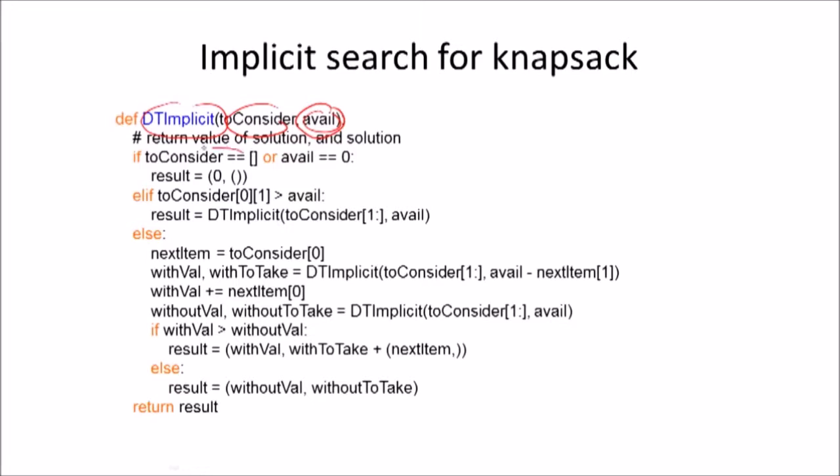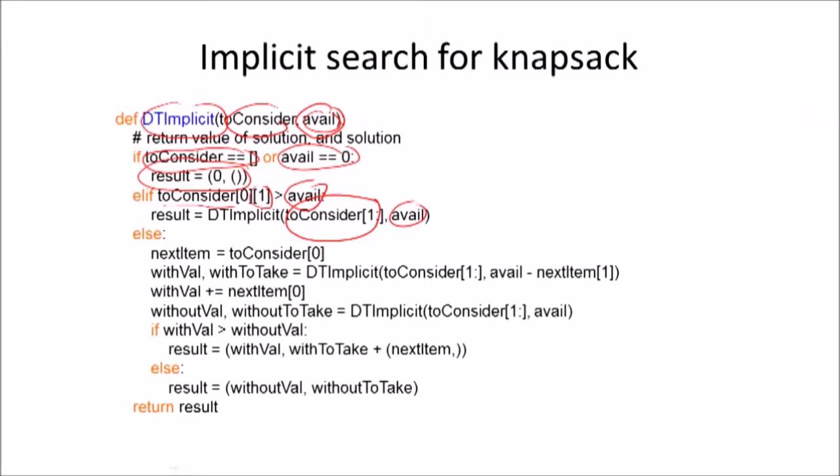So what does my process say here? It says if there's nothing left to consider, or if there's no more room left in here, the result I'm going to return is just a value 0, and there's no solution. I can't do anything here. Otherwise, I'm going to take the first thing into consider, and I'm going to get out the weight of that. And if that is, in fact, too big, it's bigger than what's currently available, then my result is simply whatever I would get by solving the rest of the problem, not including that element, right? So starting with everything after that element into consider, but still with the same amount of room left.